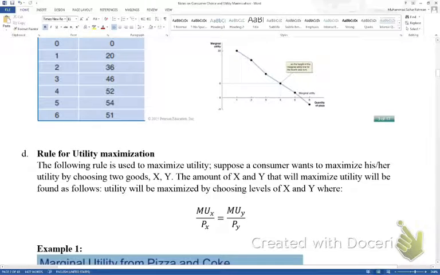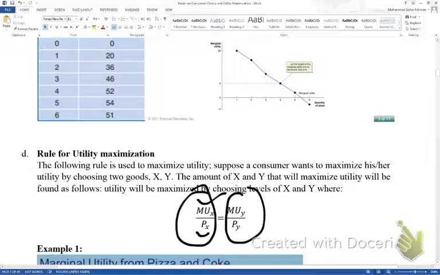And after you get that marginal utility, you take the marginal utility of that good and you divide it by the price. You get what we call marginal utility per dollar on good X. You do the same thing for good Y, and then you equate those two. As long as these two ratios are not equal, your utility is not maximum.